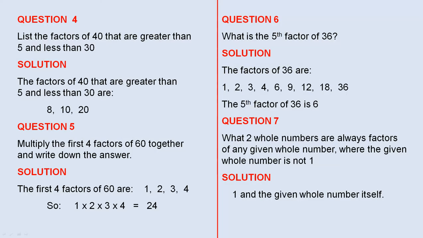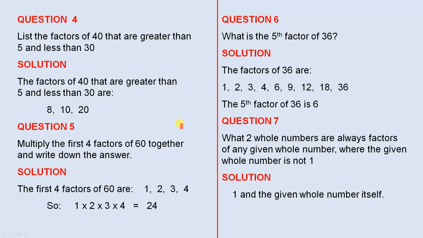Question 4. List the factors of 40 that are greater than 5 and less than 30. The solution. The factors of 40 that are greater than 5 and less than 30 are 8, that's the first number after 5 that divides into 40 evenly, 10 and 20. So we can only have those 3 because the answers have to be greater than 5 and less than 30.